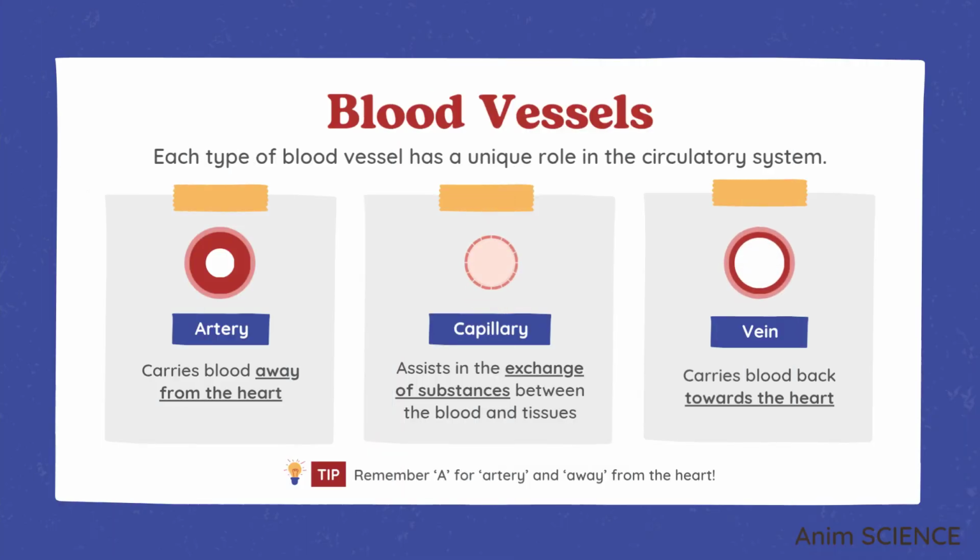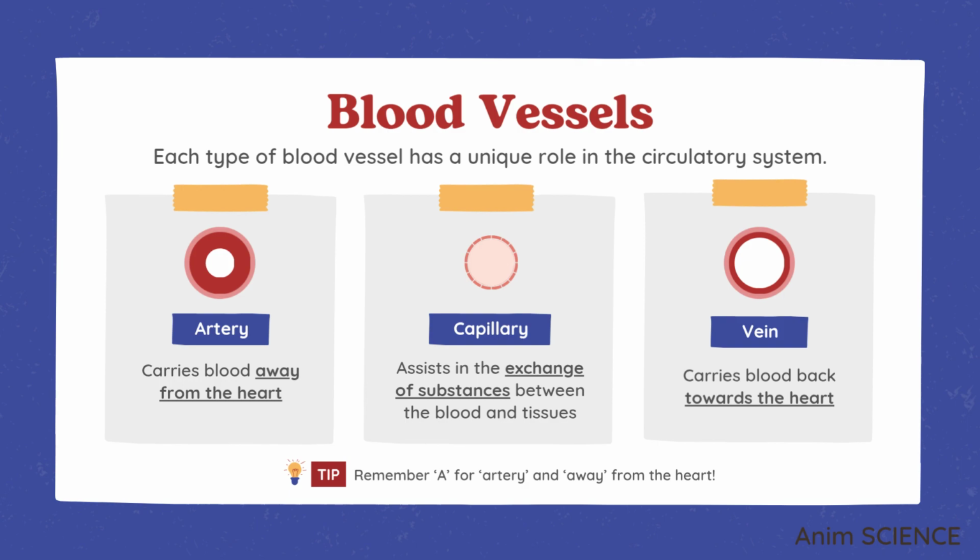Let's take a closer look at how each type of blood vessel works. Arteries have the thickest walls. This helps them withstand the high pressure of blood pumped by the heart. Veins have thinner walls and carry blood at low pressure. They also have valves that prevent blood from flowing backward. Capillaries have very thin walls, just 1 cell thick. This thin wall allows oxygen, nutrients, and waste materials to pass easily between the blood and body tissues. In this way, each blood vessel plays an important role in keeping the circulatory system working smoothly.